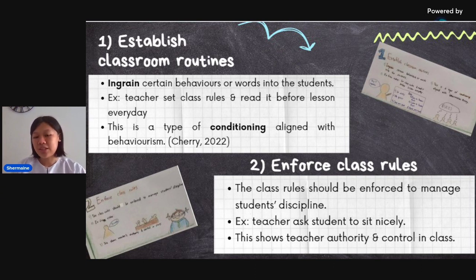Second, enforce the class rules. Whenever you establish a class rule, you don't just establish it for the sake of establishing it. You have to enforce it to make sure that the students' discipline is actually in order. For example, in the video, as soon as the teacher sees that the students are getting tired and starting to slump, the teacher says, sit nicely, and the students just straight up sit nicely. This action also shows the teacher's authority and control in the classroom. This is more effective than just scolding them. You enforce the rules, and thus it is effective in managing their behavior.